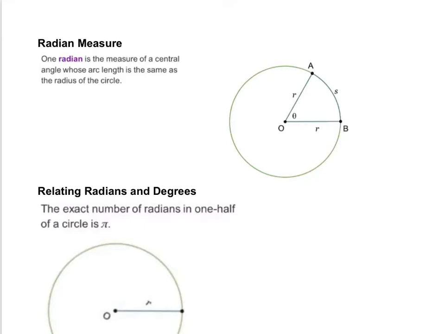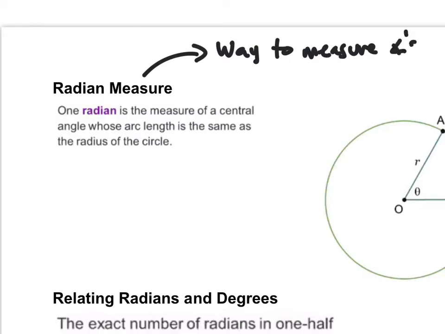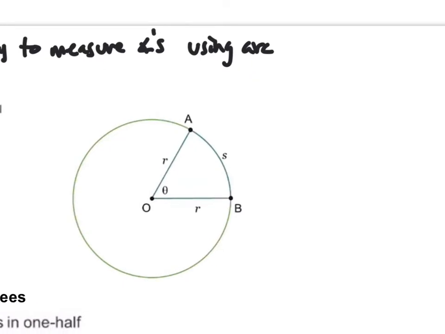A radian measure is another way for us to measure angles. What I like to think about is a way to measure angles using arc length. It took me a long time to figure that out. But basically, we're going to show how an angle measure and an arc length are related.